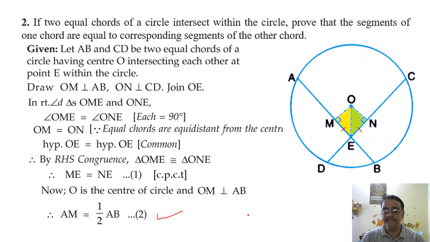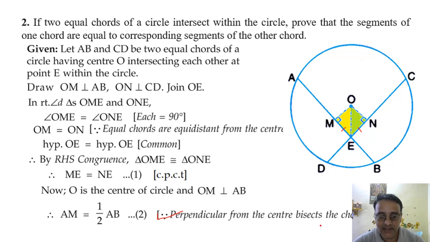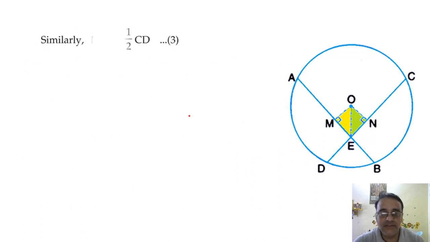Any doubt here? Okay. Similarly, CN we can write as half of CD. The reason is that the perpendicular from the center to the chord bisects the chord. So similarly, CN or NC is equal to half of CD. Let it be equation number 3.